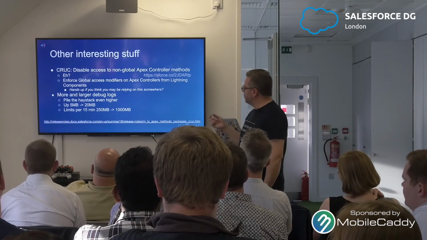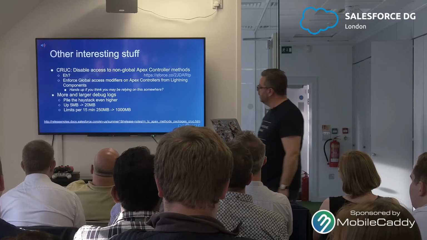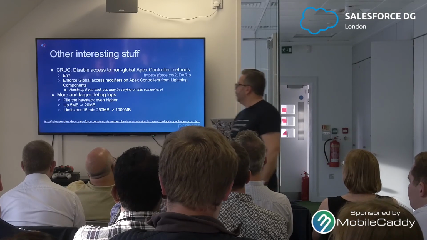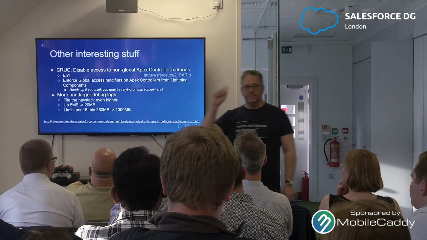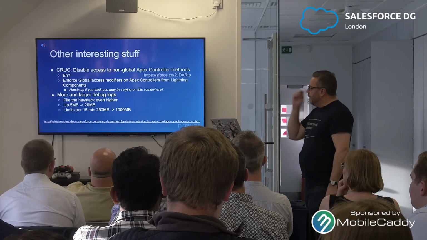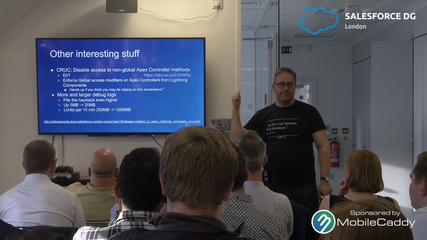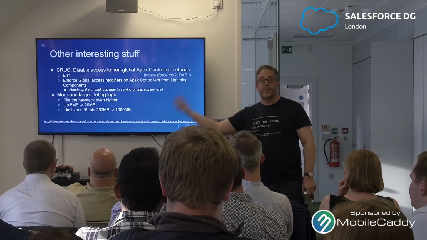Critical update. This was actually in Spring 19, but now I think it's been switched on before Winter 20. Disable access to non-global Apex controller methods. Huh? So apparently, and I didn't know you could do this, or maybe I did, and I've got some code out there relying on it. If you have an Apex controller and you've got your methods on that, you've got your access modifier, private, public, global. If the Apex controller has a public method and you try and call it from a Lightning component, maybe getRecord, something like that, it lets you do it when it's someone else's component, so it's not part of your package. I didn't know it let you do that. They've now clearly plugged that.